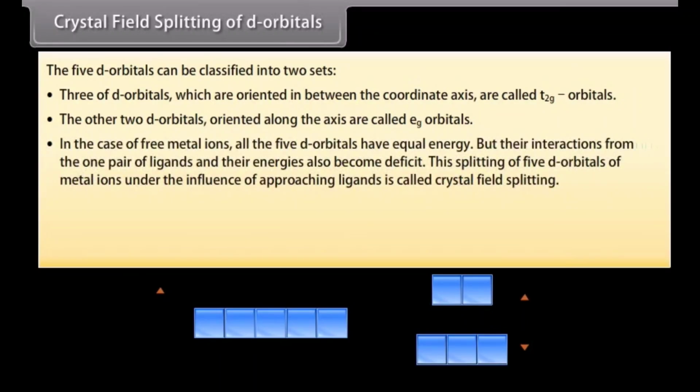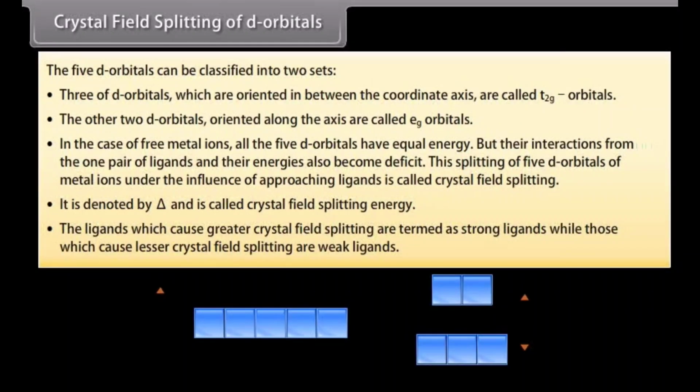In the case of free metal ions, all the 5 d orbitals have equal energy, but on interaction with the approaching ligands their energies become different. This splitting of 5 d orbitals of metal ions under the influence of approaching ligands is called crystal field splitting. It is denoted by delta and is called crystal field splitting energy.